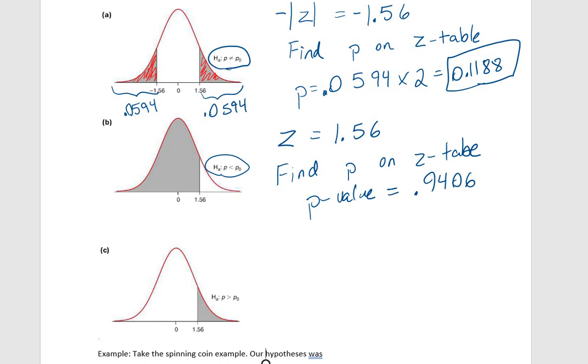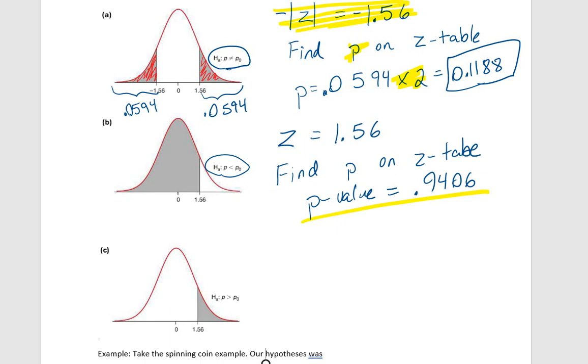All right, so just a reminder, on the last one, you're going to take the negative z-score. So if it's positive, make it negative. If it's negative, leave it alone. Find the p-value, and then multiply it by 2. On this one, you're just going to use the same z-score, find it on your z-table, and then that's going to be your p-value.